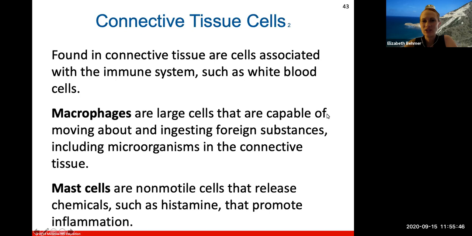Other connective tissue cells, macrophages are large cells capable of moving about, ingesting foreign substances, so they're kind of involved in the immune response. Mast cells are non-motile, so they do not move. They release histamine, which helps promote inflammation. If anything foreign does make it into the tissues, it'll help to fight it off and start an inflammation response.